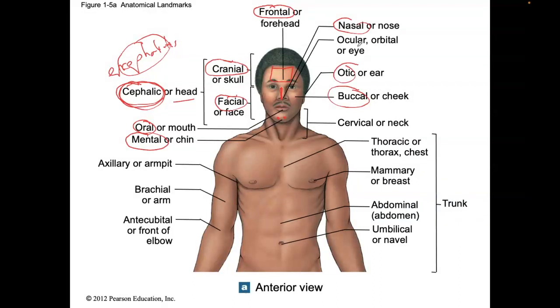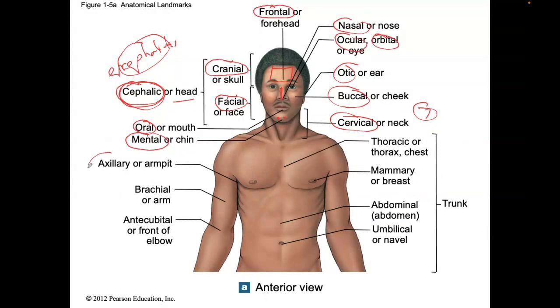Ear is otic, eye is ocular, or sometimes called orbital. The neck is cervical. We happen to have 7 cervical vertebrae in the neck.